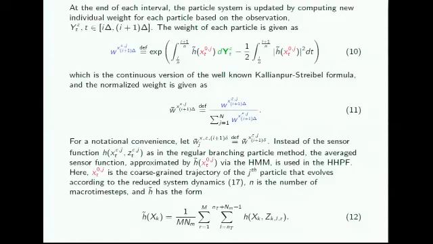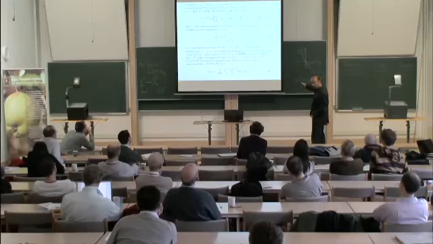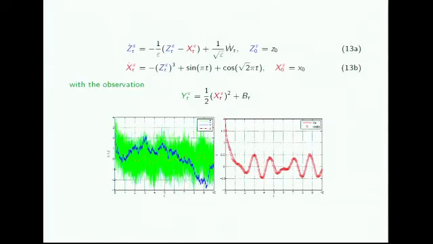This homogenization tells you that I have my sensor function, which is homogenized, and therefore the weights have to be replaced along with the homogenization, and therefore you will have a straightforward convergence of the particle method.